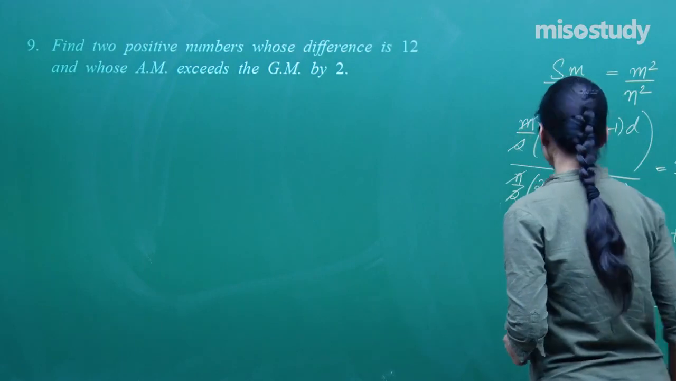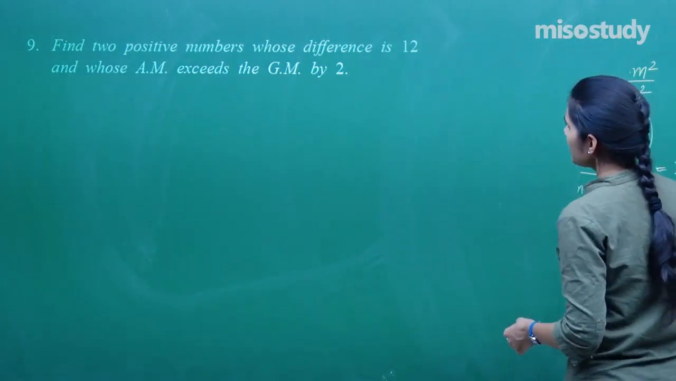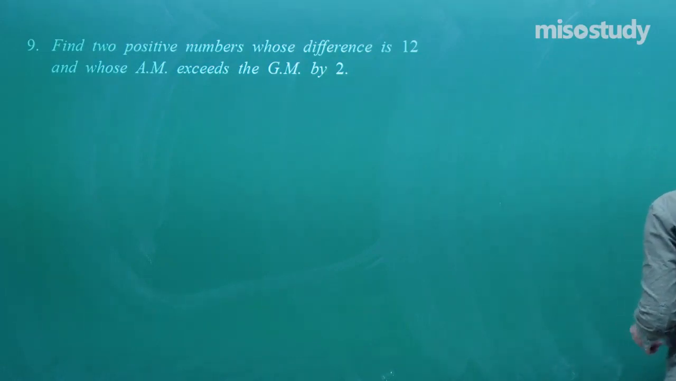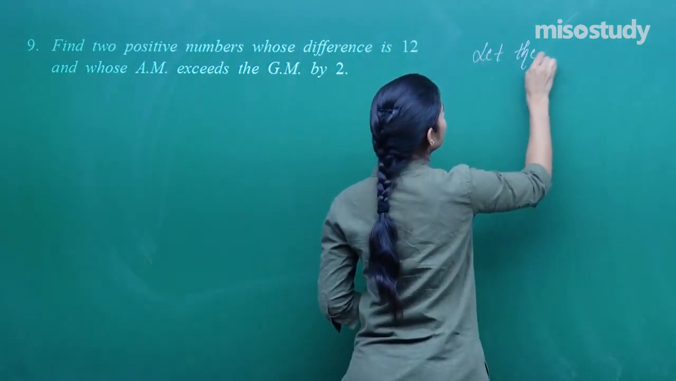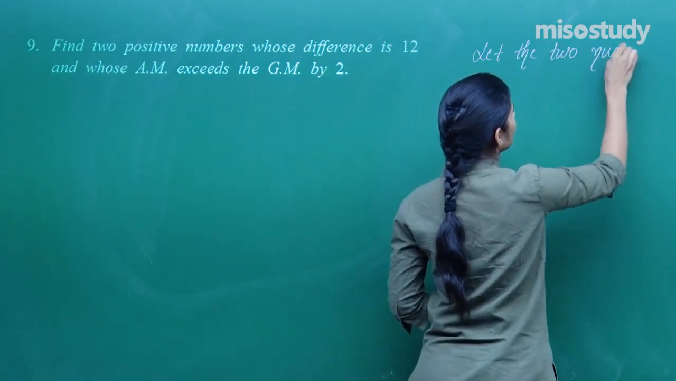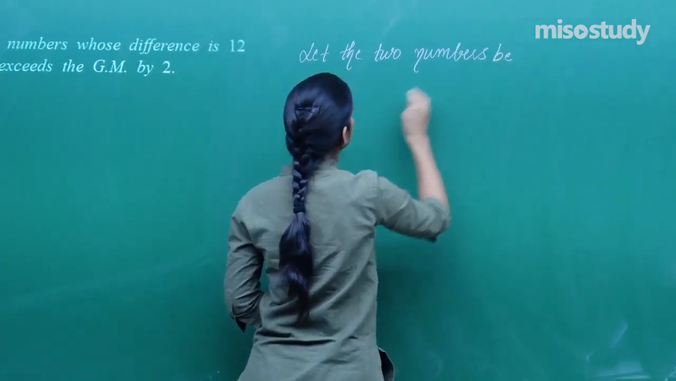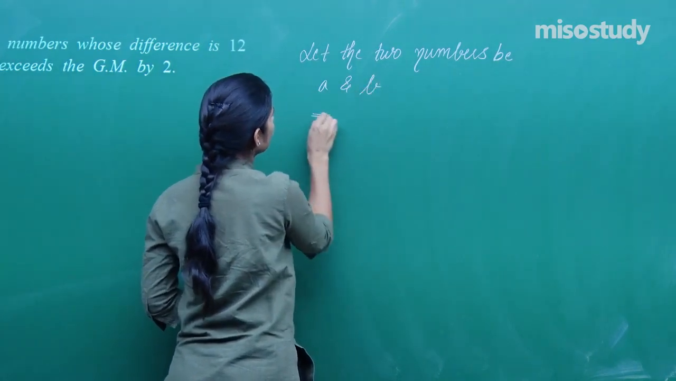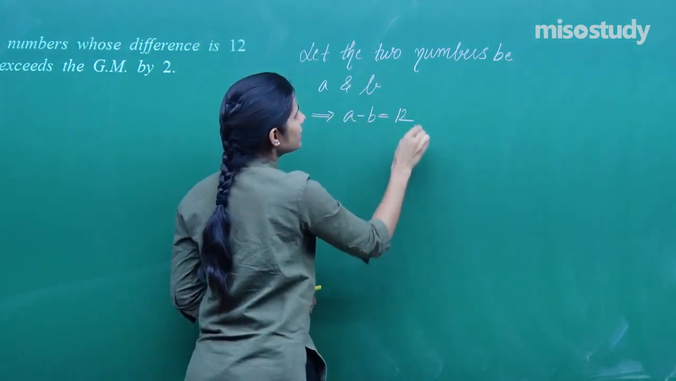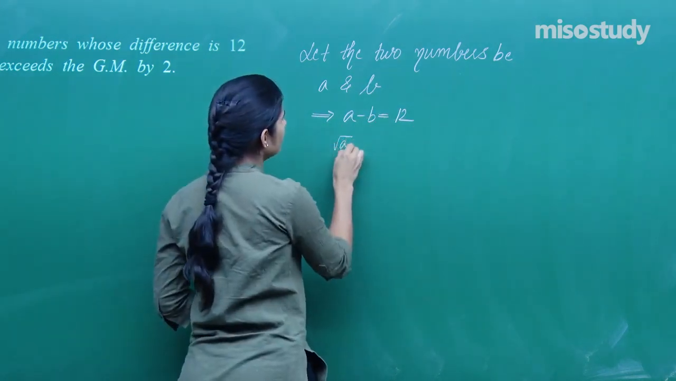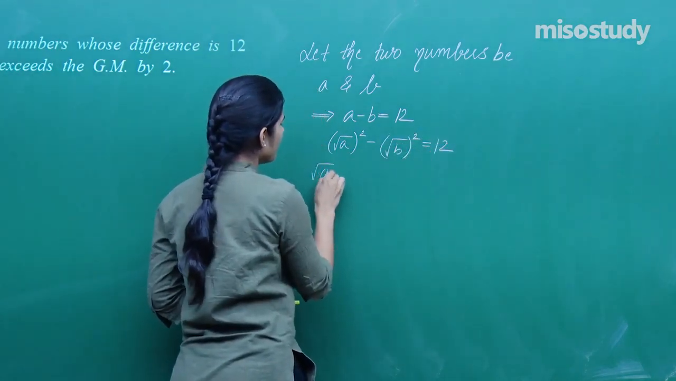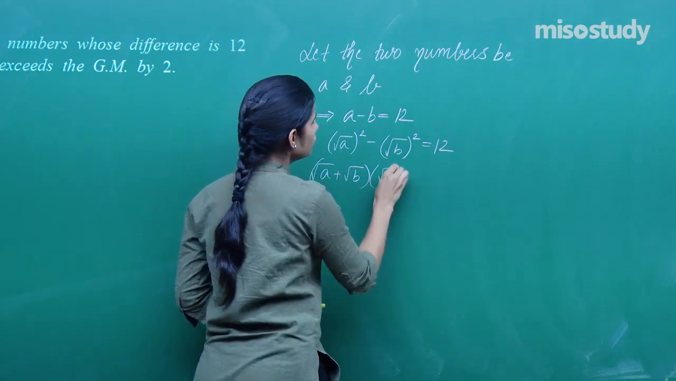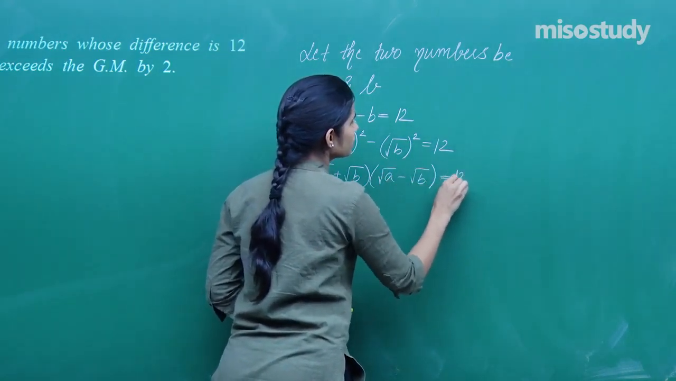Next question says find two positive numbers whose difference is 12 and whose AM exceeds the GM by 2. Now two numbers, let us assume them to be A and B. A minus B is given to you as 12. I can write this as root A whole square minus root B whole square equals 12. That is root A plus root B into root A minus root B is 12.